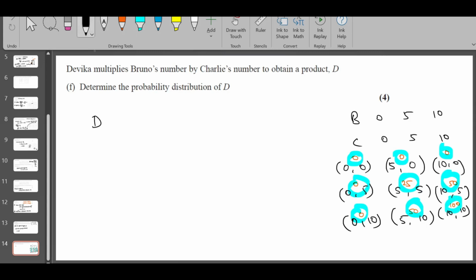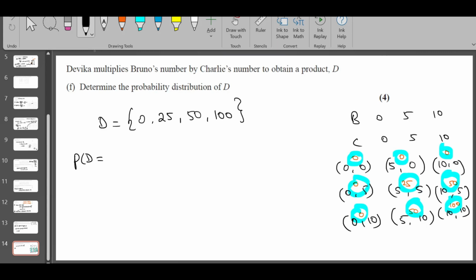So D takes the values 0, 25, 50, 100. You don't need to write them in ascending order, but it's good if you do, so that you won't miss anything. These are all the values D takes. Now we need to find the corresponding probabilities.